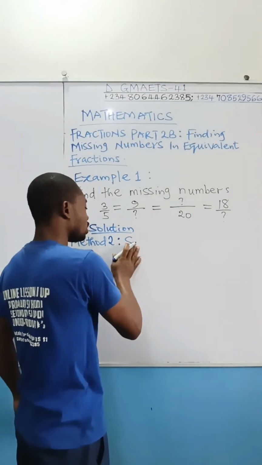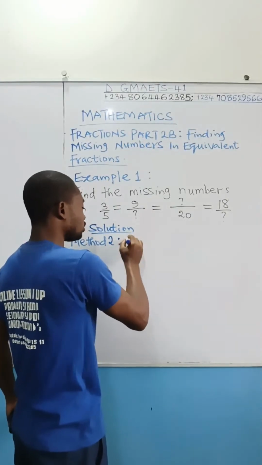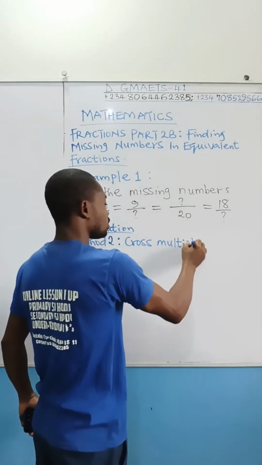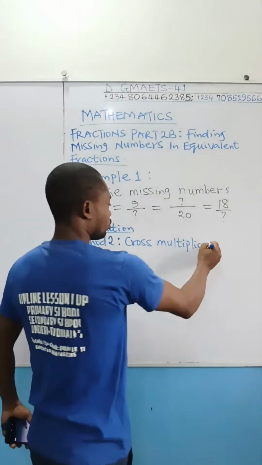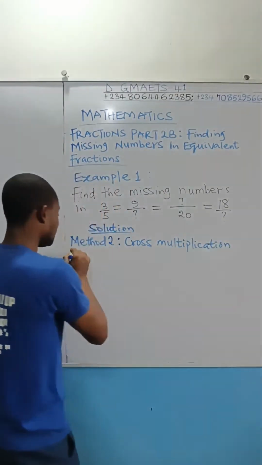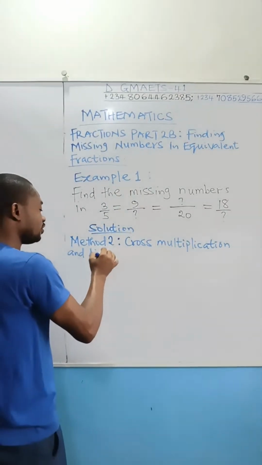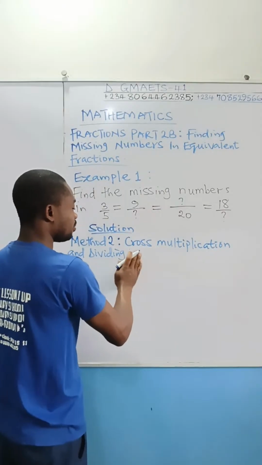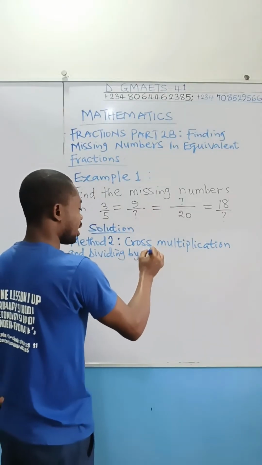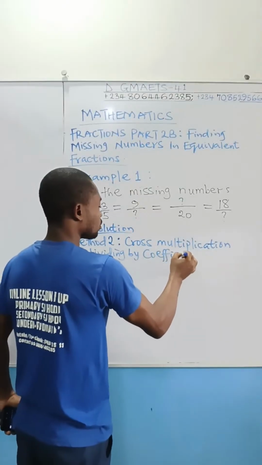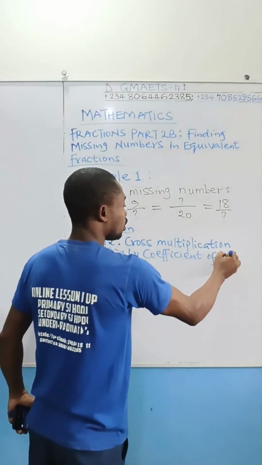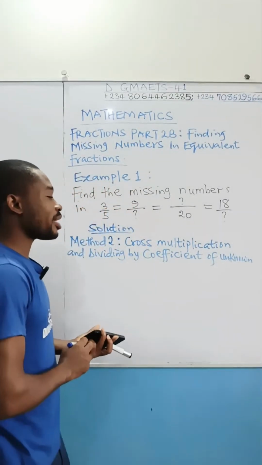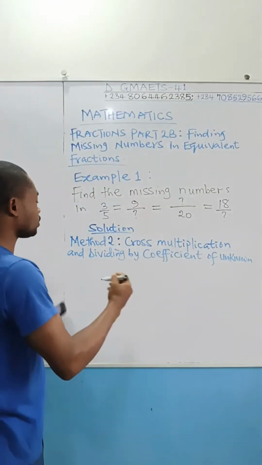So, simple equation method: cross multiplication, and dividing both sides, okay, by the coefficient of the unknown. That's by simple equation. Let us find out.